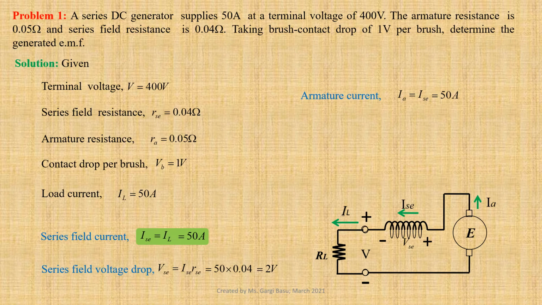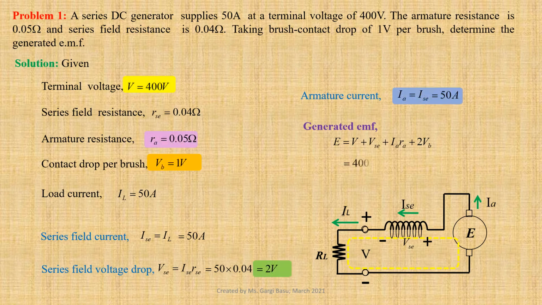Applying Kirchhoff's voltage law to this loop, we get generated EMF E equals V plus VAC plus IA RA plus twice VB. Using values we get 400 plus 2 plus 50 into 0.05 plus 2 into 1, that gives us 406.5 volts.